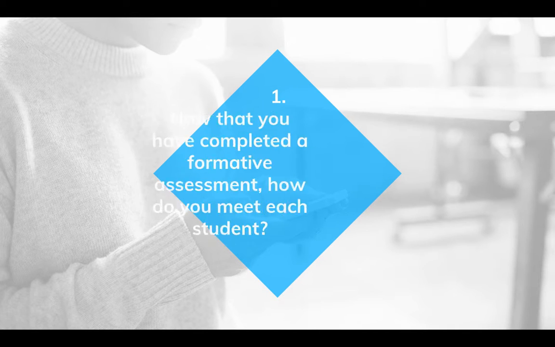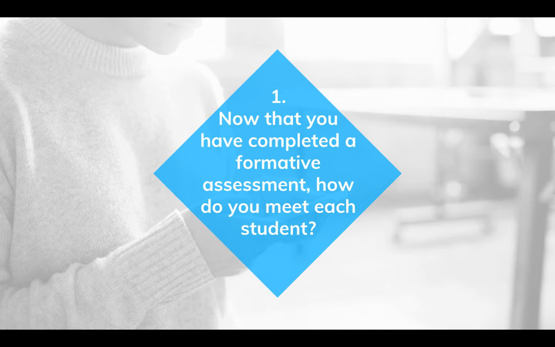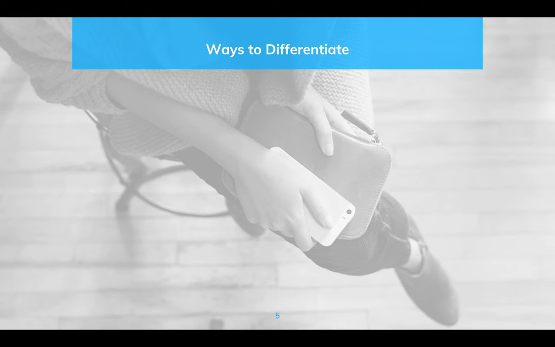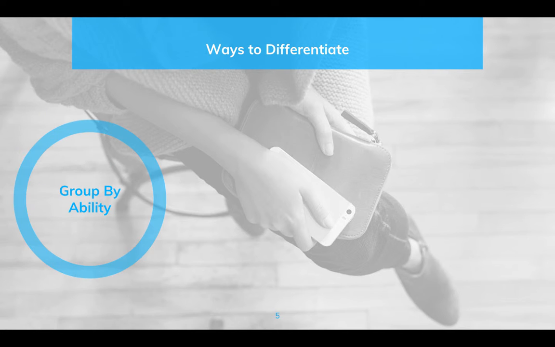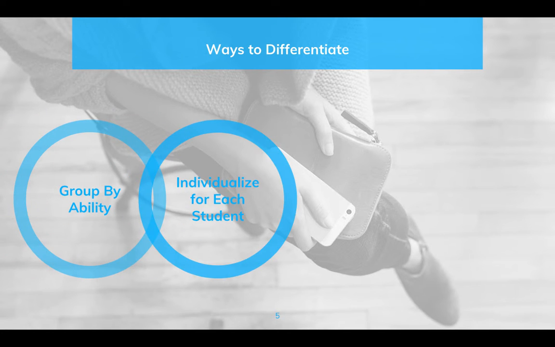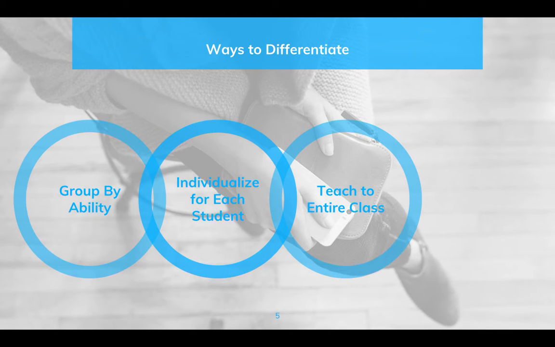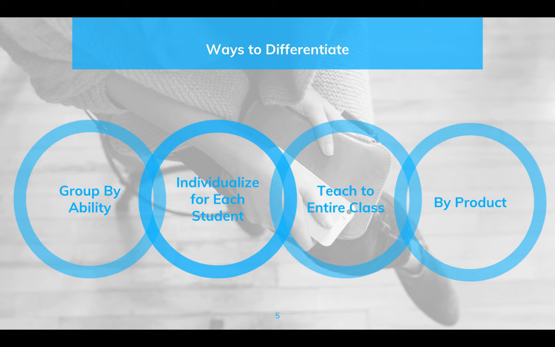The first thing to consider is the formative assessments that you've already completed. Now, how do you meet each student and their needs? There are various ways that you can differentiate to meet the needs of your students. You can group them by their ability levels. You can individualize assignments and/or lessons for every single student in your classroom. You can teach to the entire class, or you can differentiate by product.